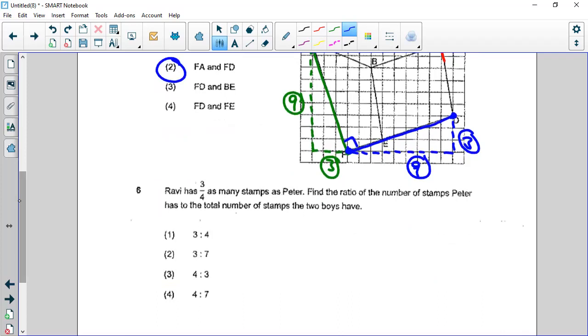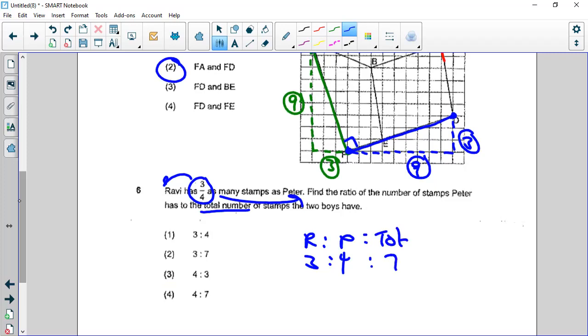Question number 6. Ravi has 3/4, so you have to convert the fraction to a ratio. So Ravi has 3, and Peter has 4. Does my ratio have a total? Yes, there's a total in the question. So the total must be 7 units. So what's the ratio of the stamps that Peter had to the total? So Peter is 4:7. So the answer is number 4. All right, let's go on to the next page.